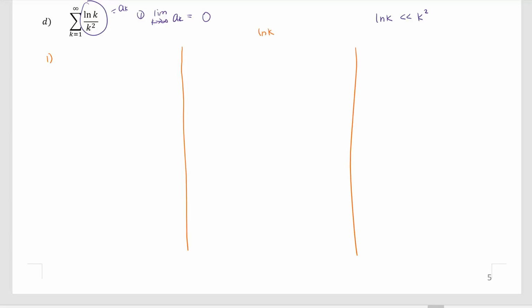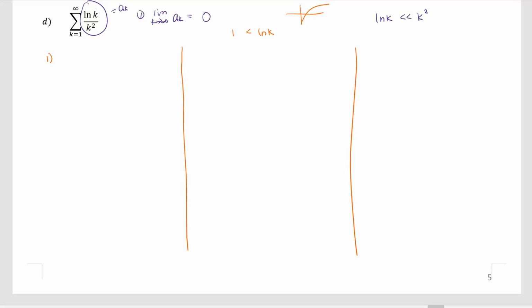So what is ln of k? Well, ln of k is greater than... when k starts from 1, ln of k is actually an increasing function, right? So here, whether the series converges or diverges, what really matters is the tail.